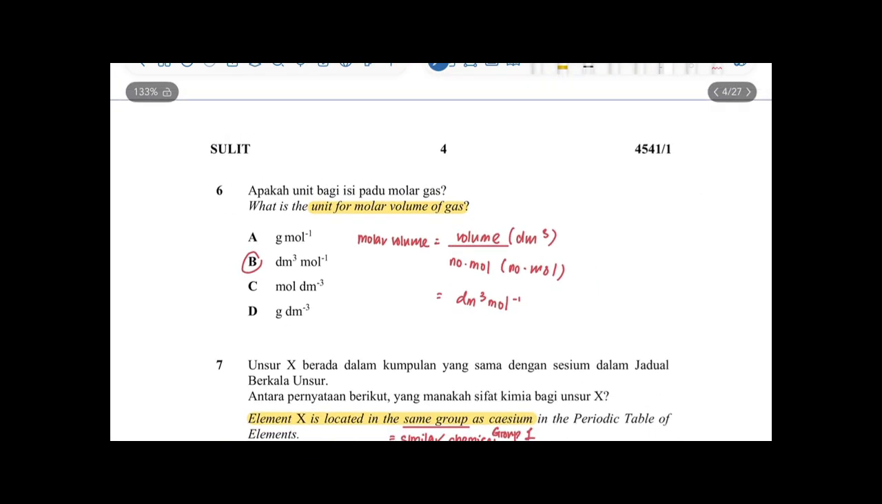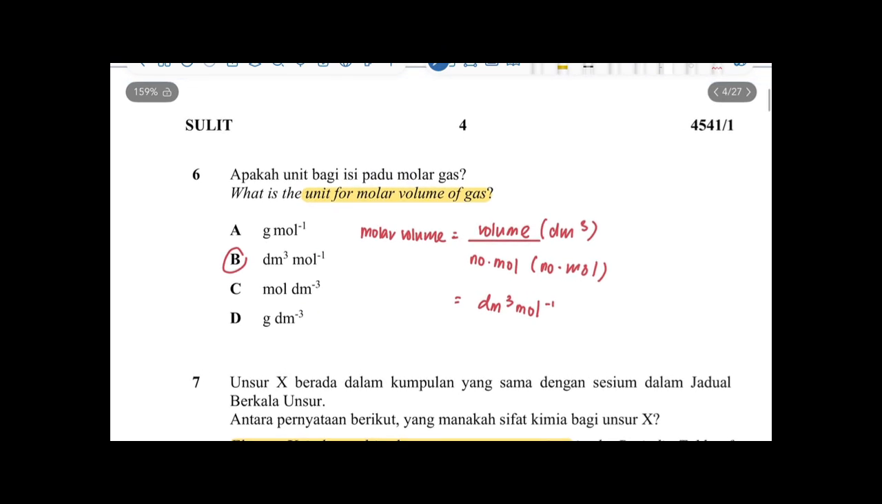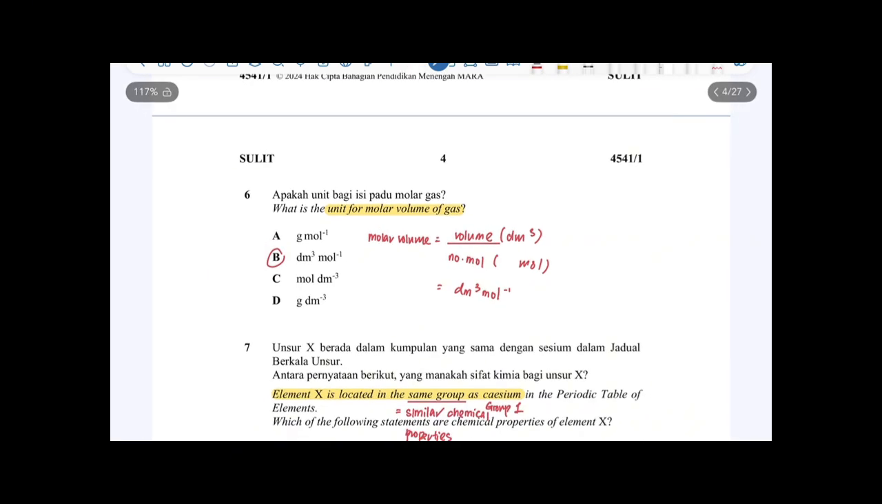Okay, question 6. What is the unit for the molar volume of gas? We know that molar volume is equal to volume divided by number of moles. The volume is in the unit of dm cube. Meanwhile, for number of moles, the unit will be mole. So when we do a simple math calculation, we move this mole to the lower side, it will become dm cube per mole. So this is the answer. You do not need to memorize the unit for the molar volume. As long as you remember the formula and you know a little bit of simple mathematical calculation, you can derive the unit by yourself.